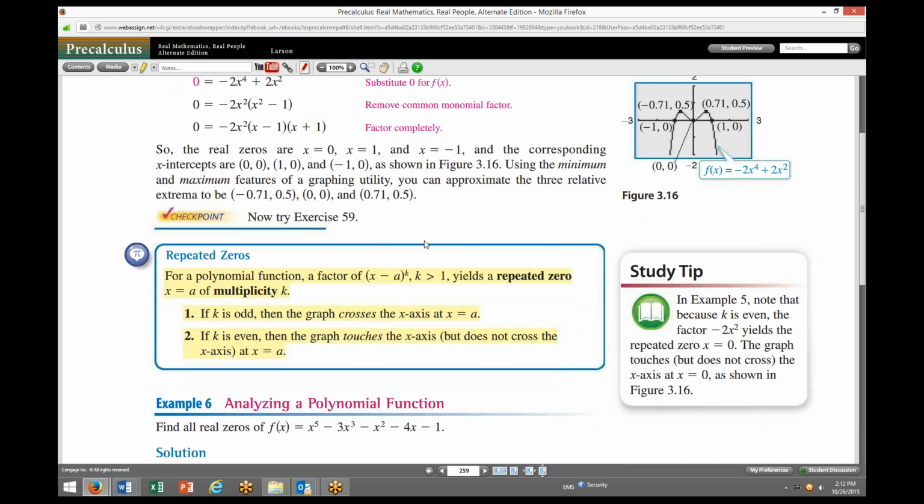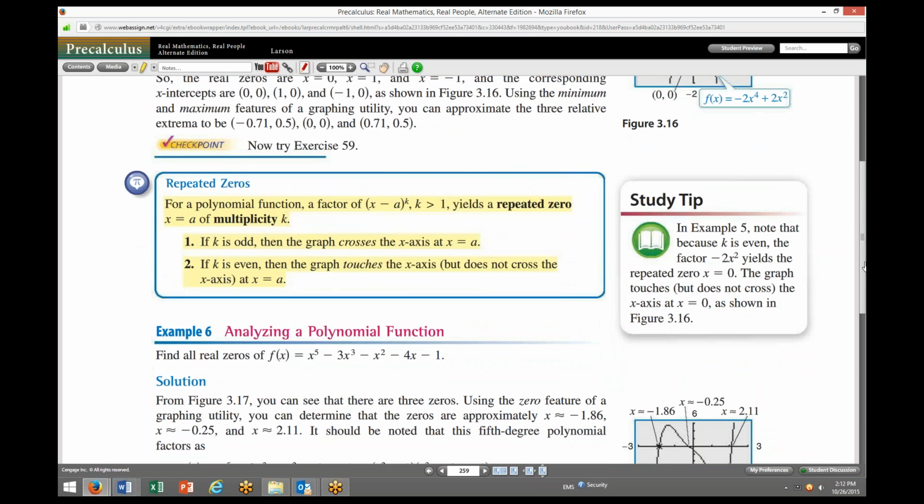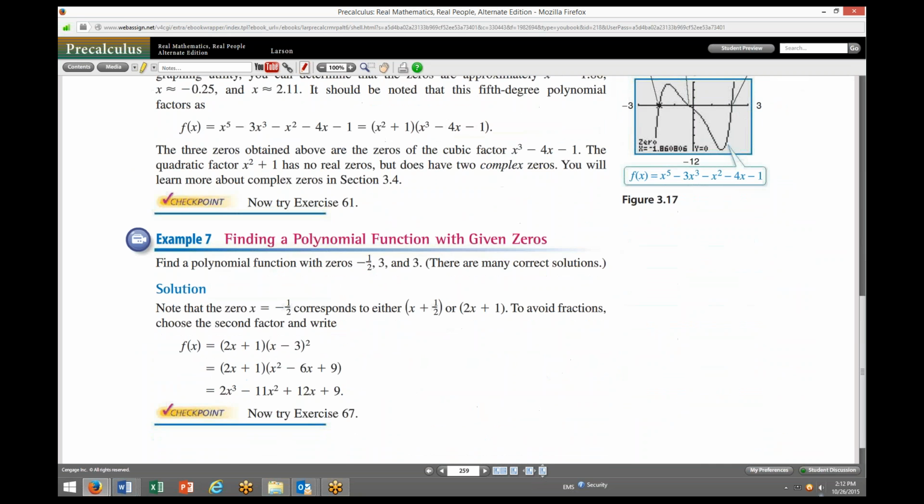If the multiplicity of a 0 is 2, then you know that the graph is only going to touch the x-axis at that x value and not cross it. Okay.